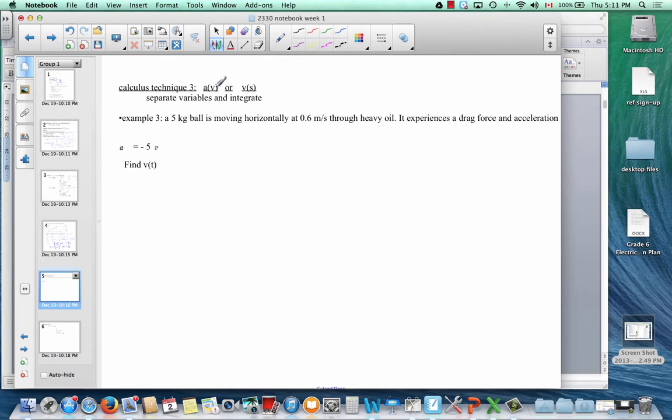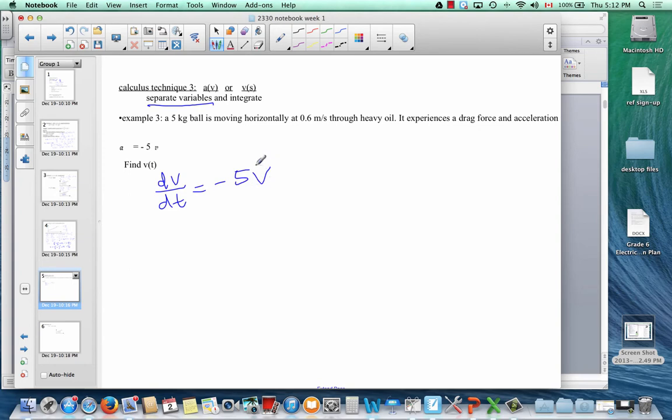Okay, so now what if we've got velocity-dependent acceleration? Well, in that case, we use a technique known as the separation of variables. So for instance, when we have drag force, we often get velocity-dependent accelerations. So what we've got here is acceleration is minus 5 times v. We're going to substitute in the fact that the acceleration is dv/dt.